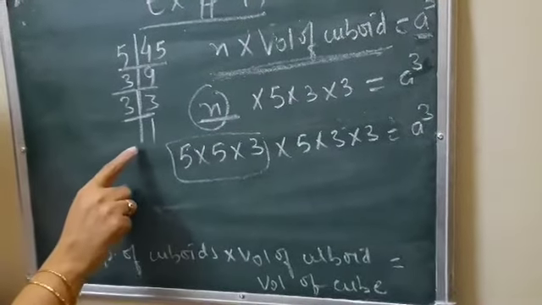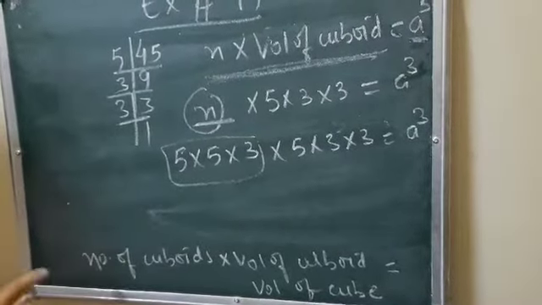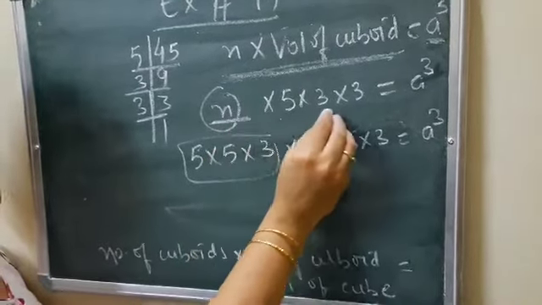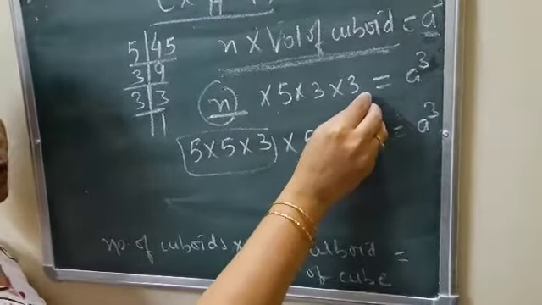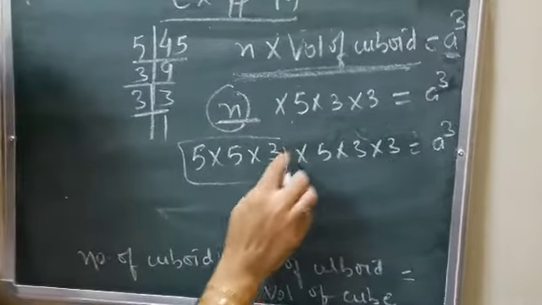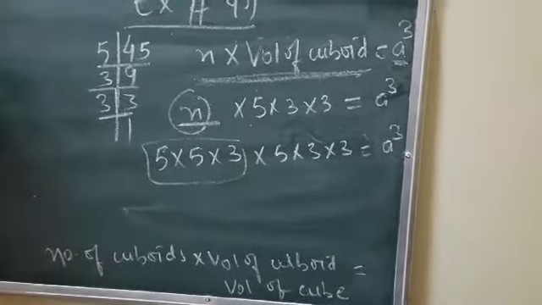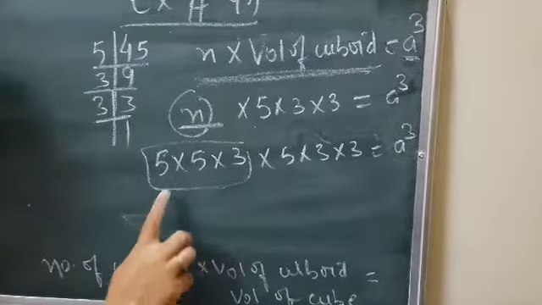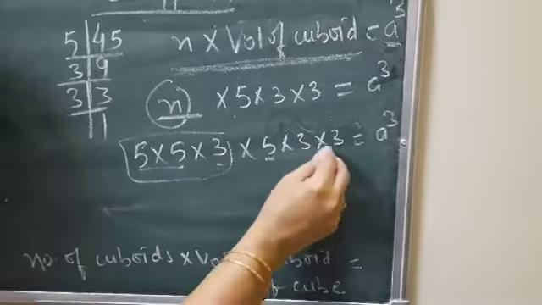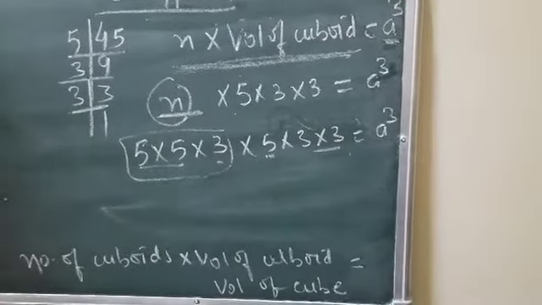Now what do we want to make it a perfect cube? What do we require? Now I have written n into 5 into 3 into 3. To make it a perfect cube, I need 2 more 5s and 1 3. One 3 and 2 5s more, then this will become a perfect cube. We will have a group of three 5s and a group of three 3s. So we'll be having a perfect cube.